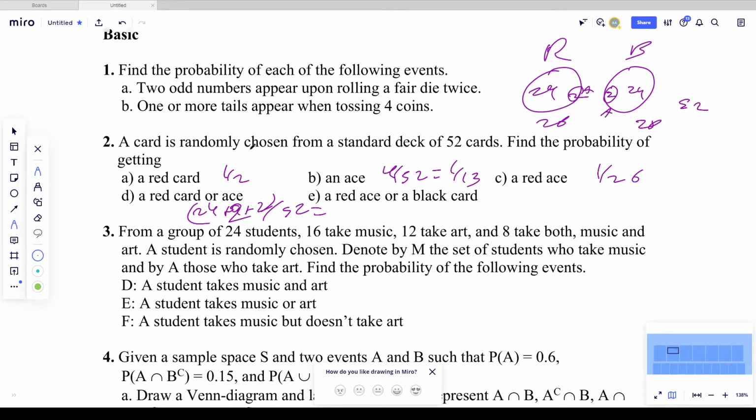So it'll be 24 plus 2 plus 2 over 52, which will be 7 over 13, which you can do in a different way: red card probability half, plus an ace probability 1 over 13, minus the intersection, which is red ace, so 1 over 26, and you'll also get 7 over 13. A red ace or a black card, it's easier to see here: a red ace, so 2, and a black card, so 26, so it's 28 over 52, so 7 over 13 also for this one.